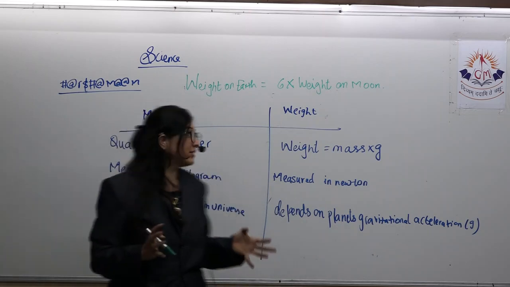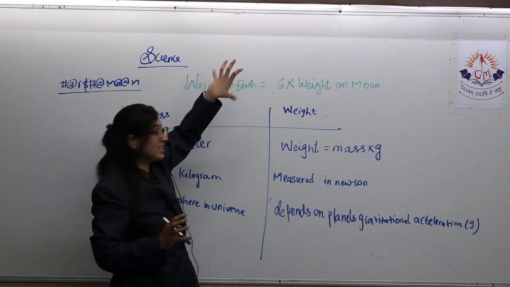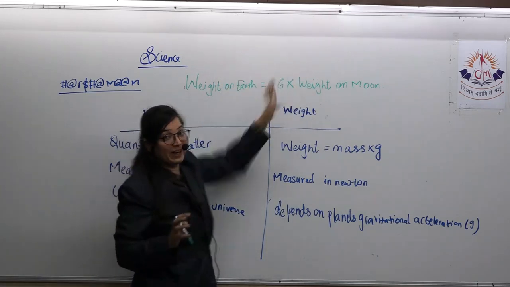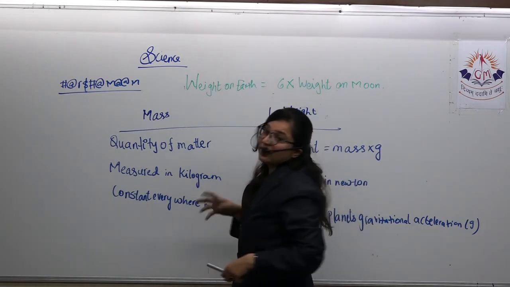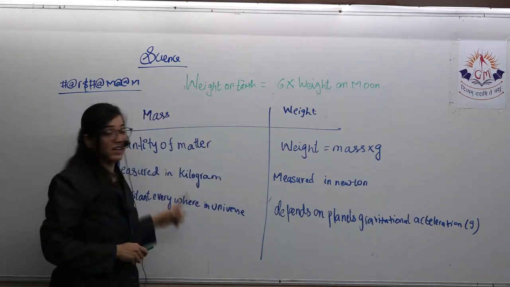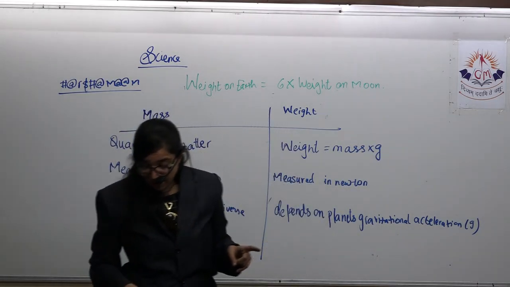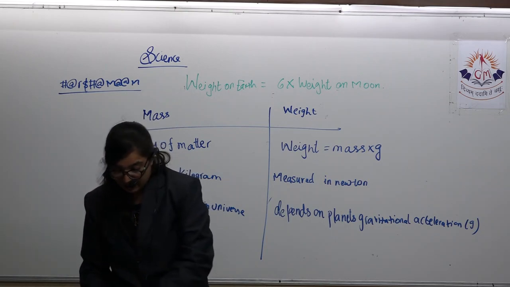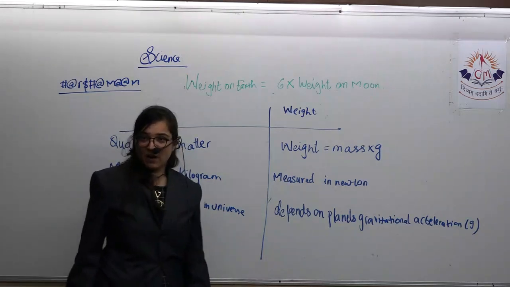This is a common comparison: if any object weighs, suppose, 10 Newton on the moon, then its weight on earth will be 10 into 6, that is 60 Newton. So if it is 100 here, then there it will be 100 by 6. Mass is constant, but what is changing? Gravitational acceleration. The same concept you will have again in detail in your class 9. But as part of the common mistakes that students generally make, we have included it in the concept drilling part. So please note it down quickly.